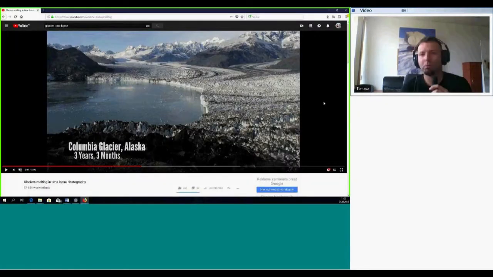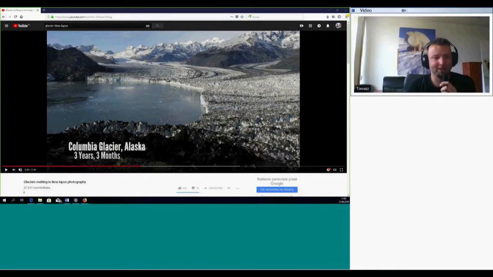It's from a movie called Chasing Ice. That's a pretty good movie. I recommend it to watch. But just to show you how the glacier can move, that's Columbia Glacier in Alaska, and time-lapse pictures taken in 3 years, in 3 months.